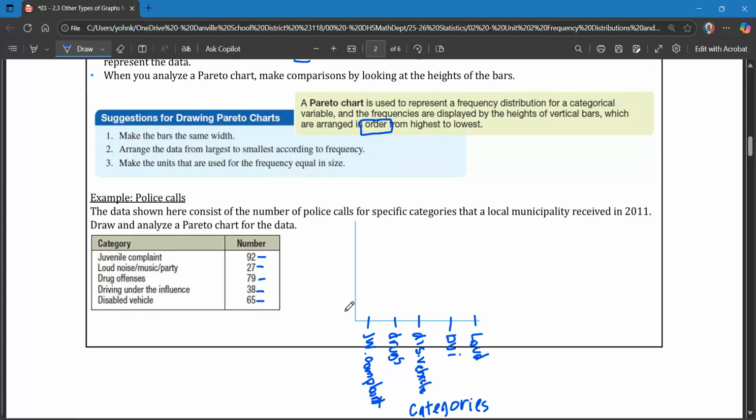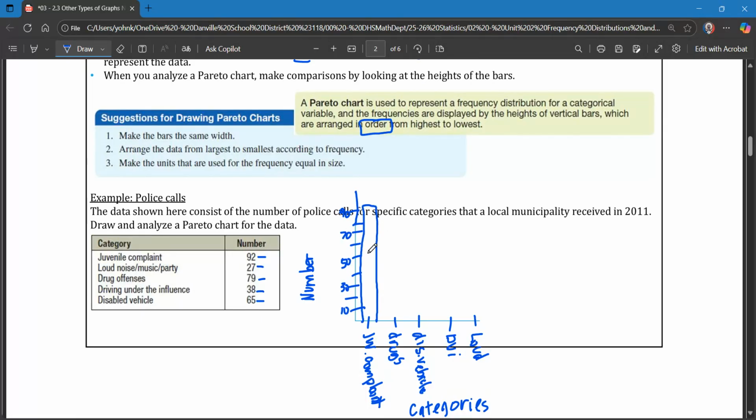And now we can go ahead and put our vertical axis. We need to go all the way up to 92. So maybe by 10s: 10, 20, 30, 40, 50, 60, 70, 80, 90. It works. We'll just make it work. 10, 30, 50, 70, 90. And these are the number. Okay, so our biggest one is 92, so we are going to straddle the juvenile tick mark and go up to 92.